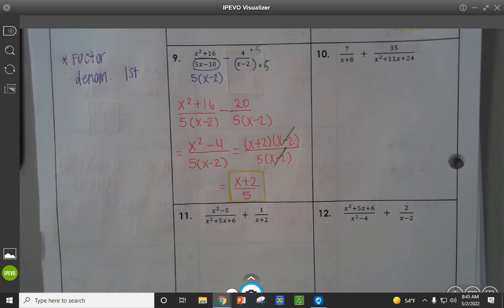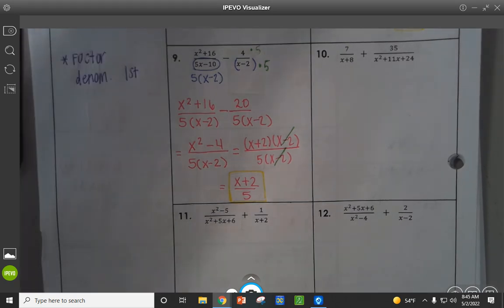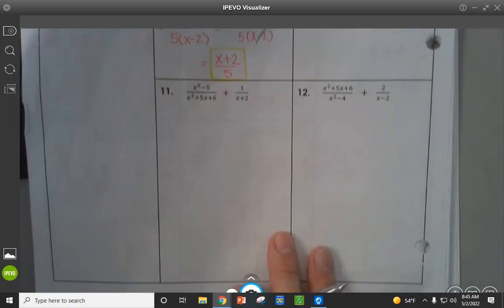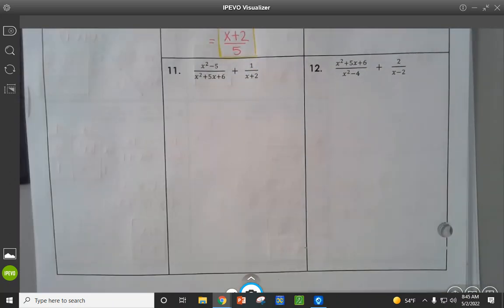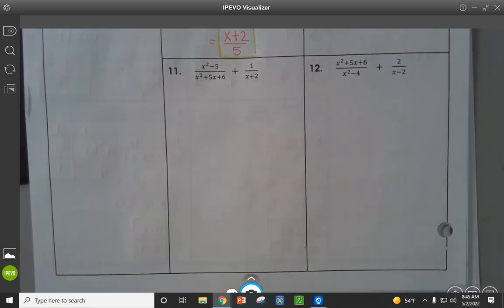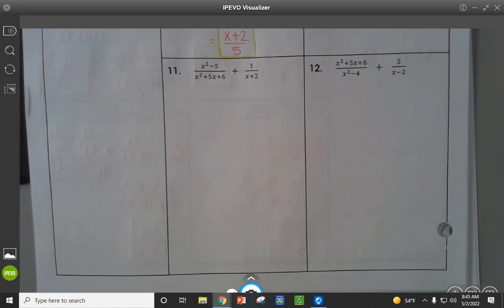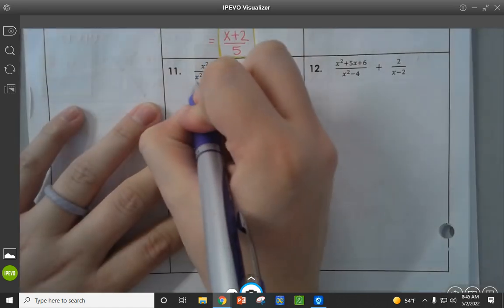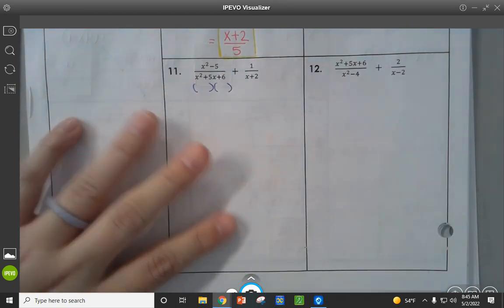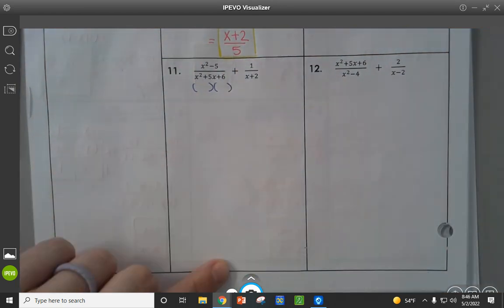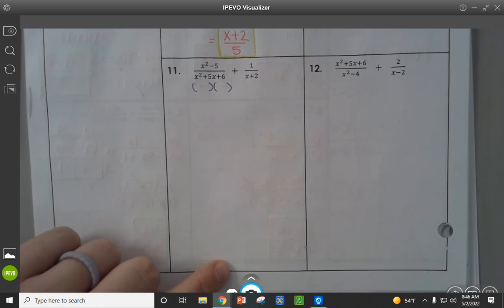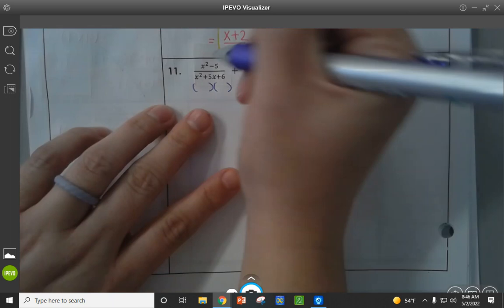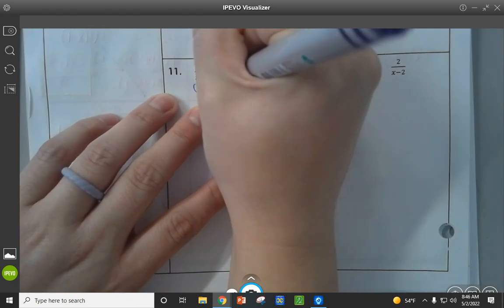We're going to go ahead and jump to number 11, and we'll finish up there. So in number 11, we want to go ahead and factor this denominator. We want two numbers that multiply to be 6 and add to be 5. 2 and 3. So x plus 2, x plus 3.